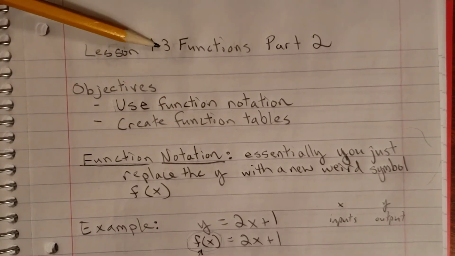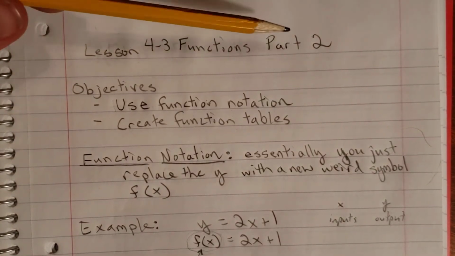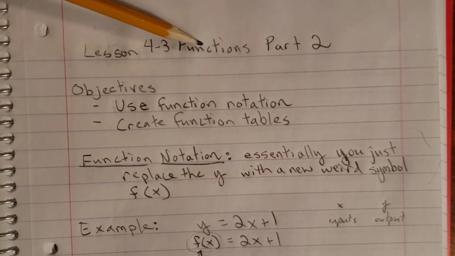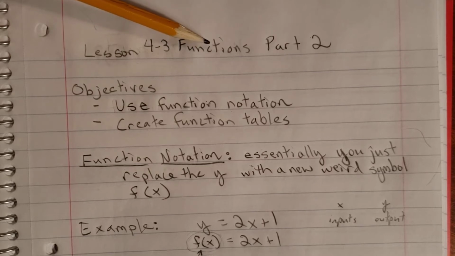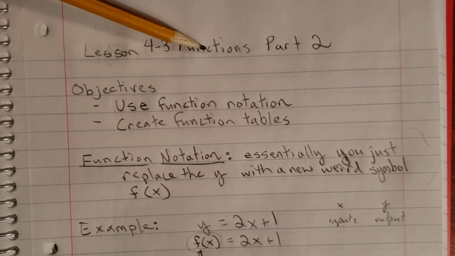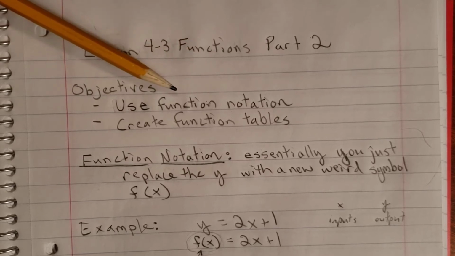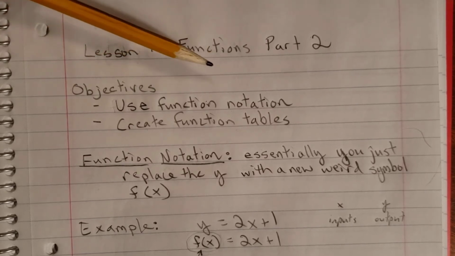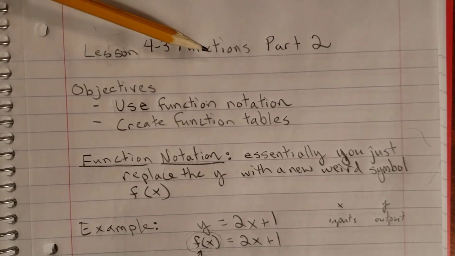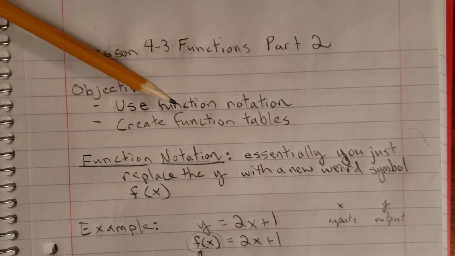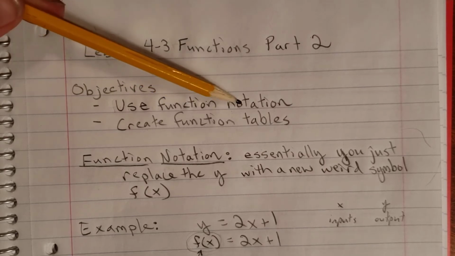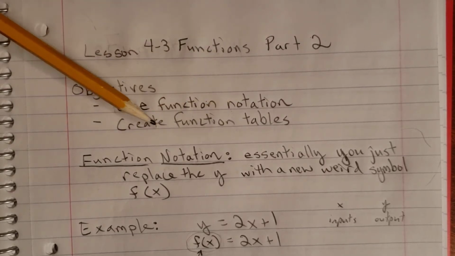We got lesson 4.3, functions, part 2. We already understand what a function is. A function is a special type of relation. A relation is a set of ordered pairs, right? And a function is just a special set of ordered pairs in which the domain values are paired with exactly one member of the range value. So what are we going to be doing new with functions? Well, we want to use this new function notation, and we also want to create function tables.